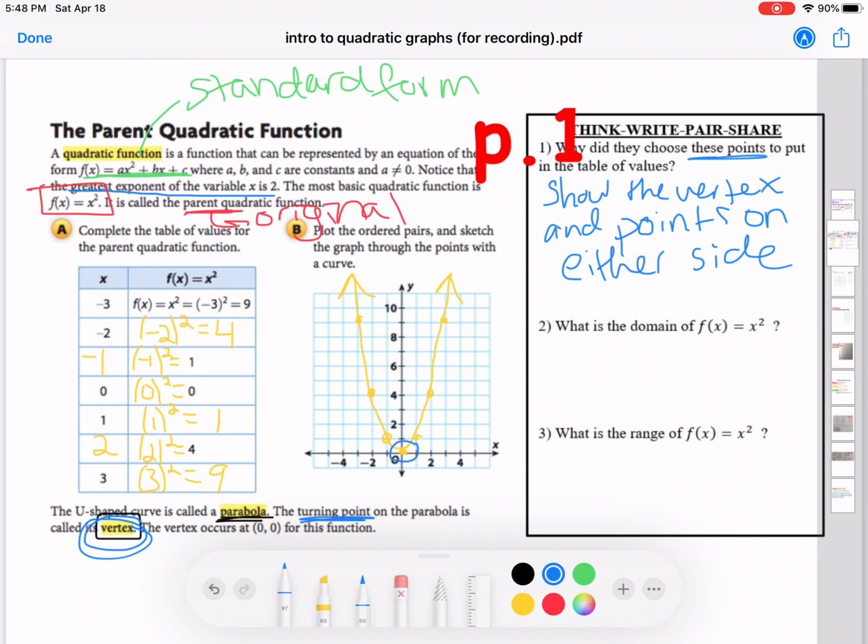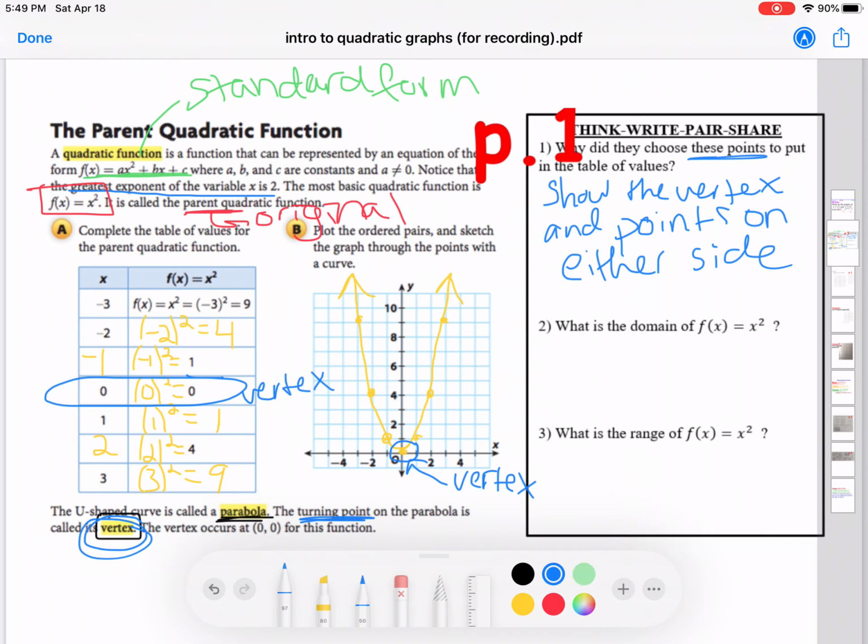So in our graph right here, this point right here would be our vertex, because we noticed that the points were coming down, down, down, down, and then they started to go back up. So you'll notice in our table that this point right here is our vertex. So that's in the middle. Then I decided to just put a couple points on the left side and a couple points on the right. So when we're trying to graph in this lesson, let's always try to put our vertex right in the middle of our table so that we can have some symmetry on either side.